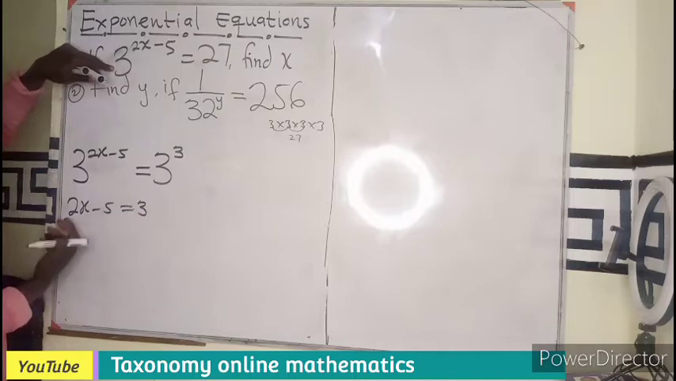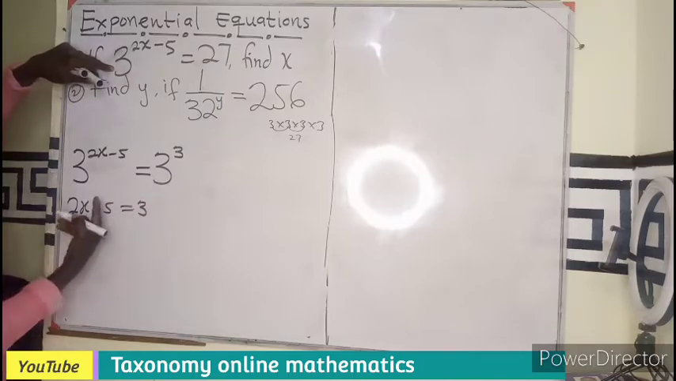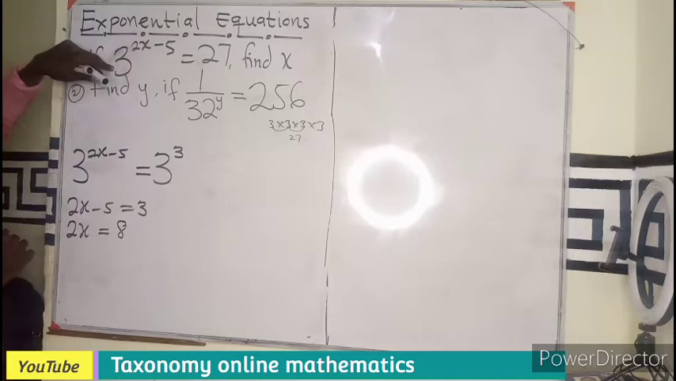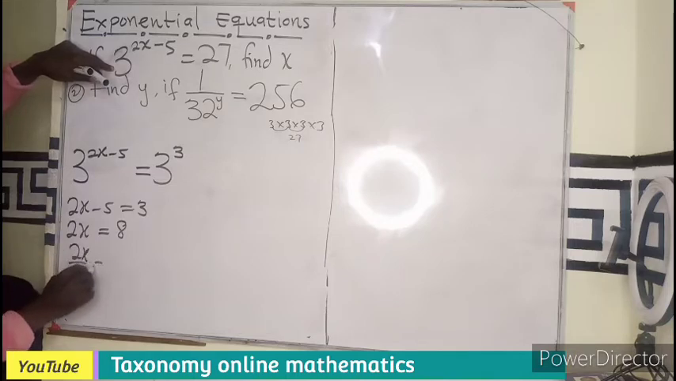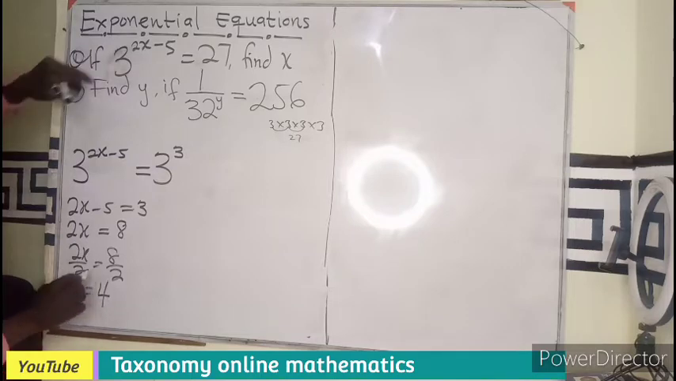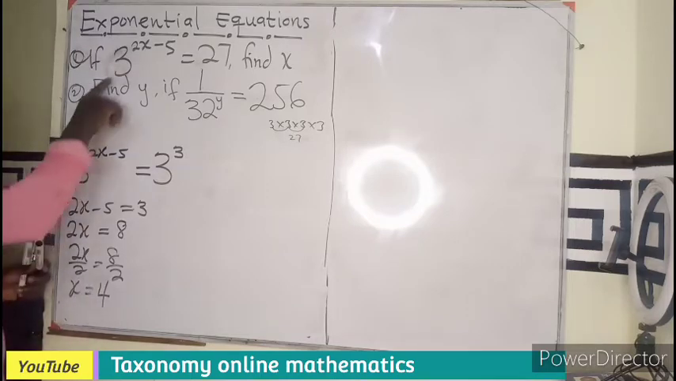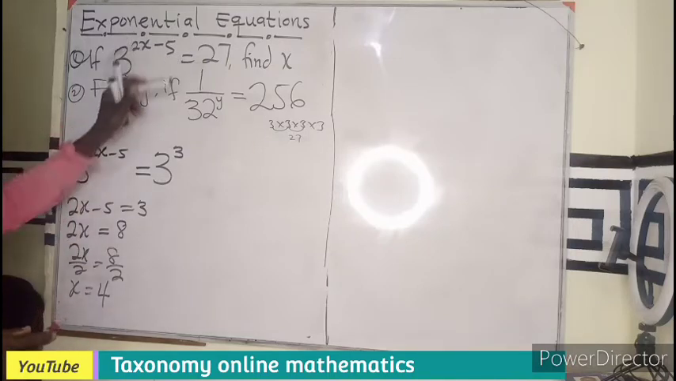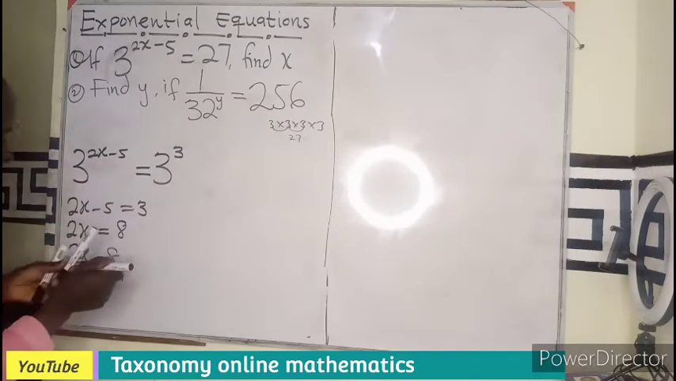This will have to be transposed to this side. We are going to add 5 to both sides. So 2x equals 5 plus this is what? 8. What do I need? I need the x. So I divide both sides by what? 2. So 2x over 2, 8 over 2, makes your x equal to what? 4. It means the value of x that makes this statement true is what? 4. Alright. Then the second one.